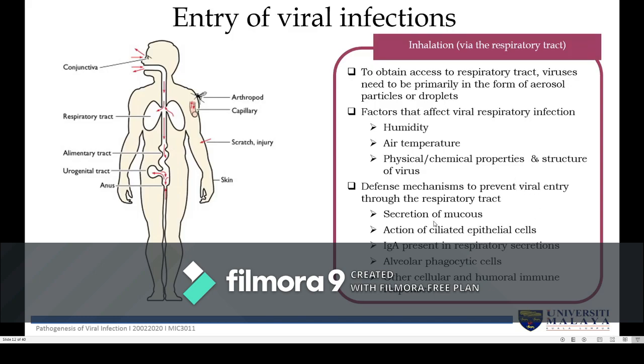Okay, so there are also defense mechanisms for the viral entry through the respiratory tract, which is the same, so you have the mucus, and then the action of the ciliated epithelial cells. So this is the mechanical defense. The IgA present in the respiratory secretion, which is the mucus antibody, and then alveolar phagocytic cells. So these are the phagocytes, the innate immune response around the alveoli, and then of course the other cellular and humoral immune responses. Okay, so same as just now, some of the virus can evade all of this and then cause an infection and disease.